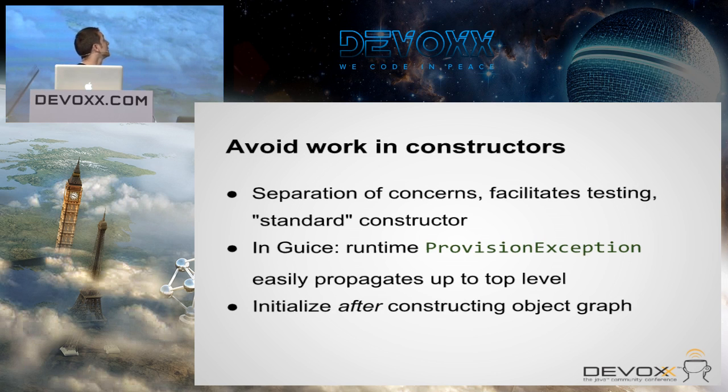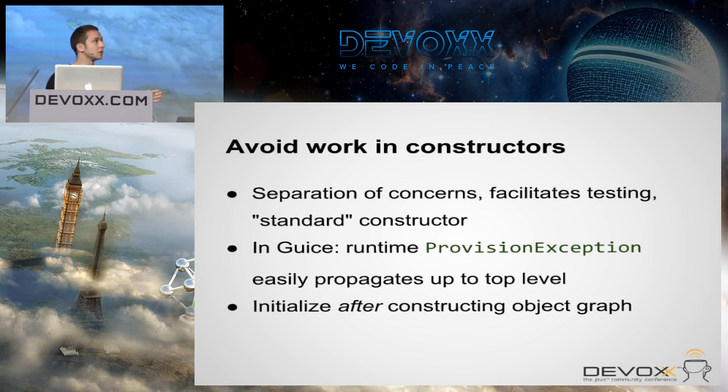So another pattern here we recommend is to avoid doing work in your constructors. This is also sort of a general good thing, but is especially true with dependency injected code. So it's great for separation of concerns. We want to separate the wiring up of your object graph from doing actual work to initialize your application or initialize those objects. It facilitates testing, so when you want to create your object under test in your test code, you don't need to worry about side effects happening as you're trying to instantiate the object.